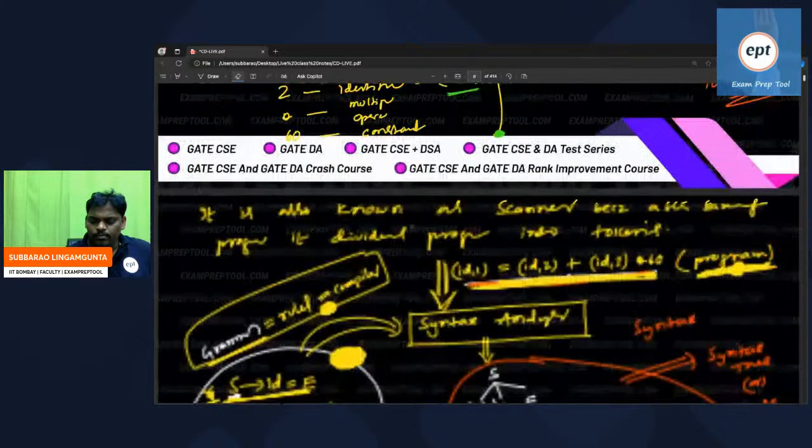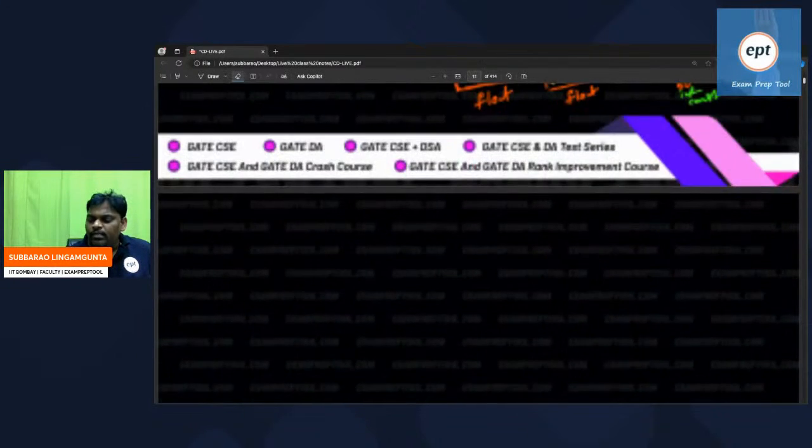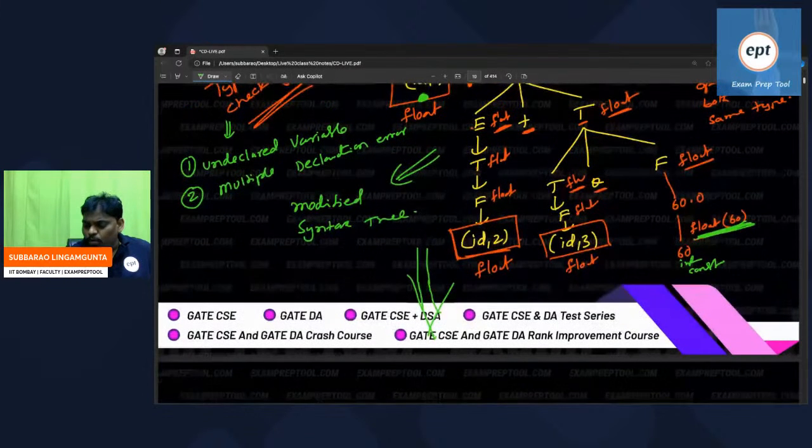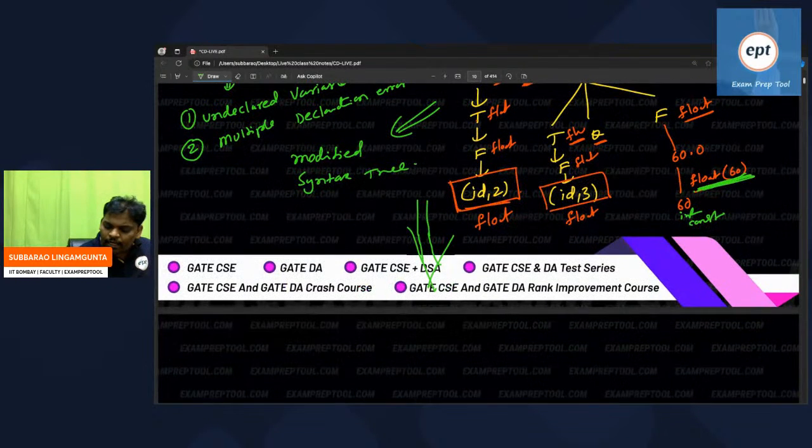So be careful. Until now there is no problem, which means everything is perfect. Now you will take the actual thing. What is ID1? ID1 is X. What is ID2? Y. What is ID3? Z. This became 60.0.